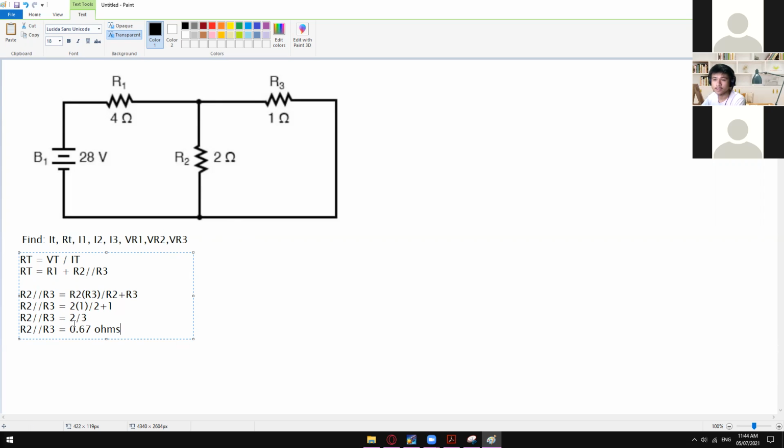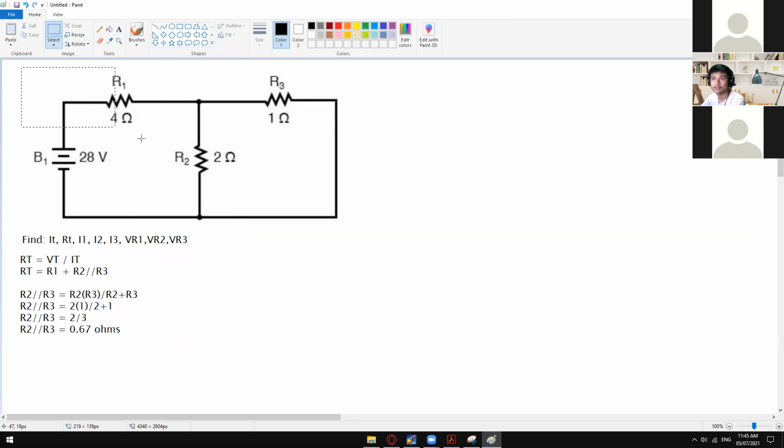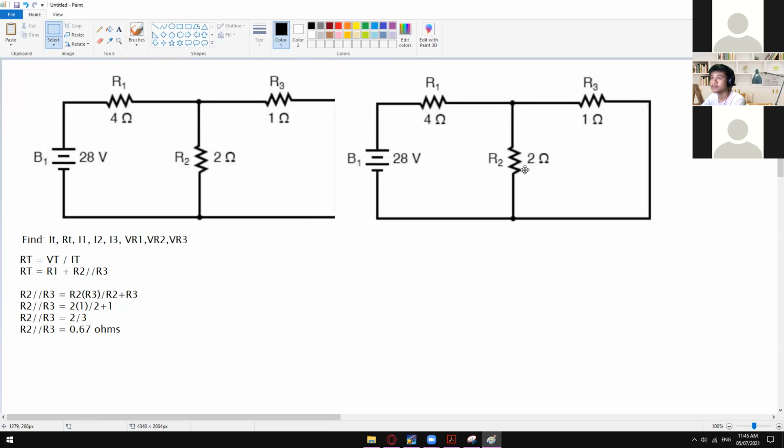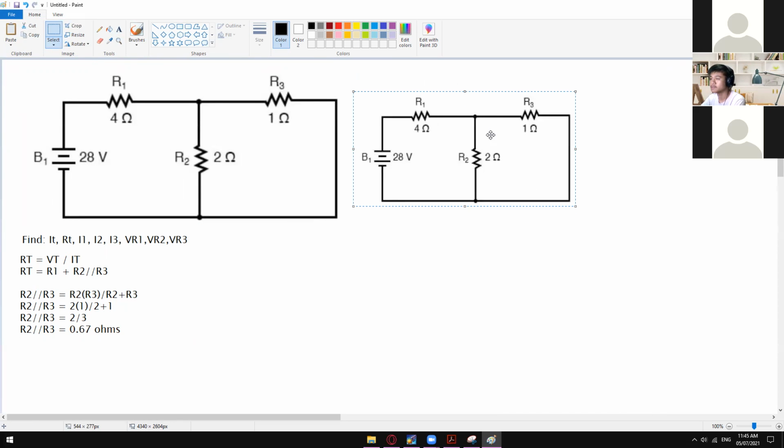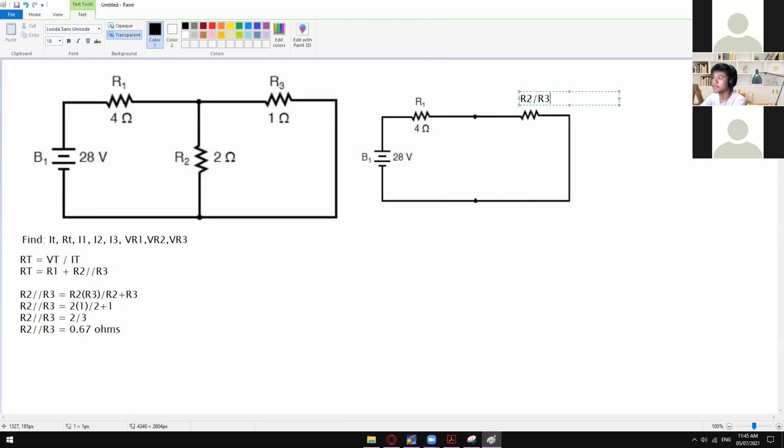Were you guys able to follow up to this point so far? And how did we solve the value of this one, R2 parallel to R3? Yes, sir. Okay, good. So now we can write this one now. Let me have another copy. Let me just make this one smaller, and remove this one, and that one. So this one now is R2 parallel to R3, and the value of this one is 0.67 ohms.